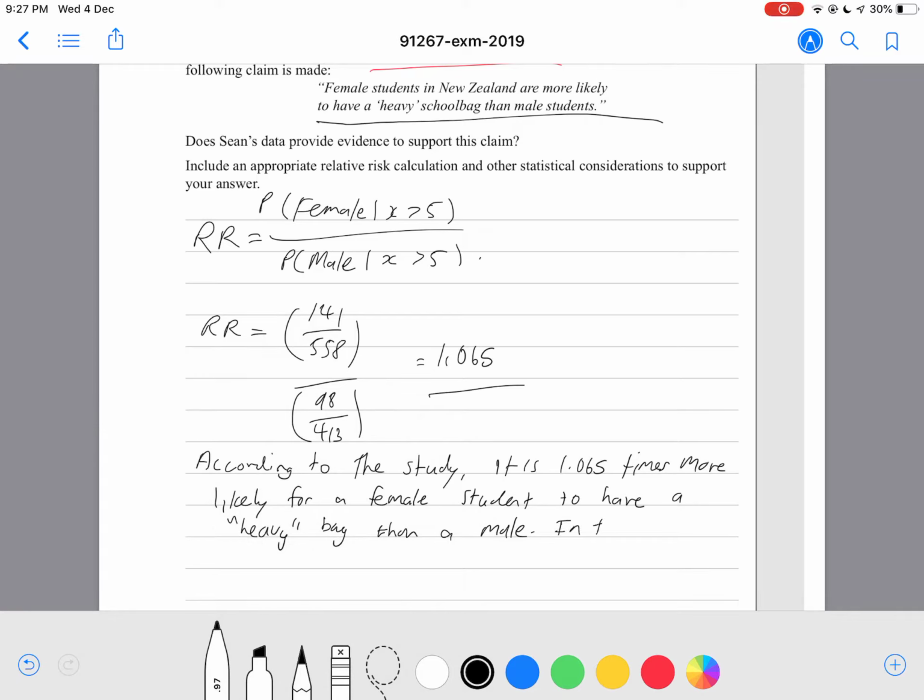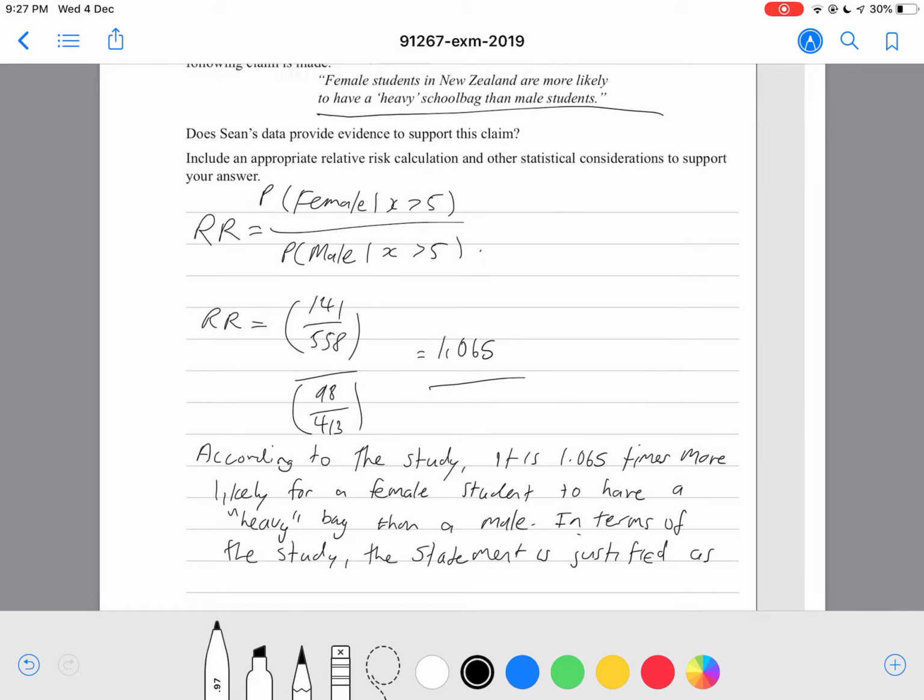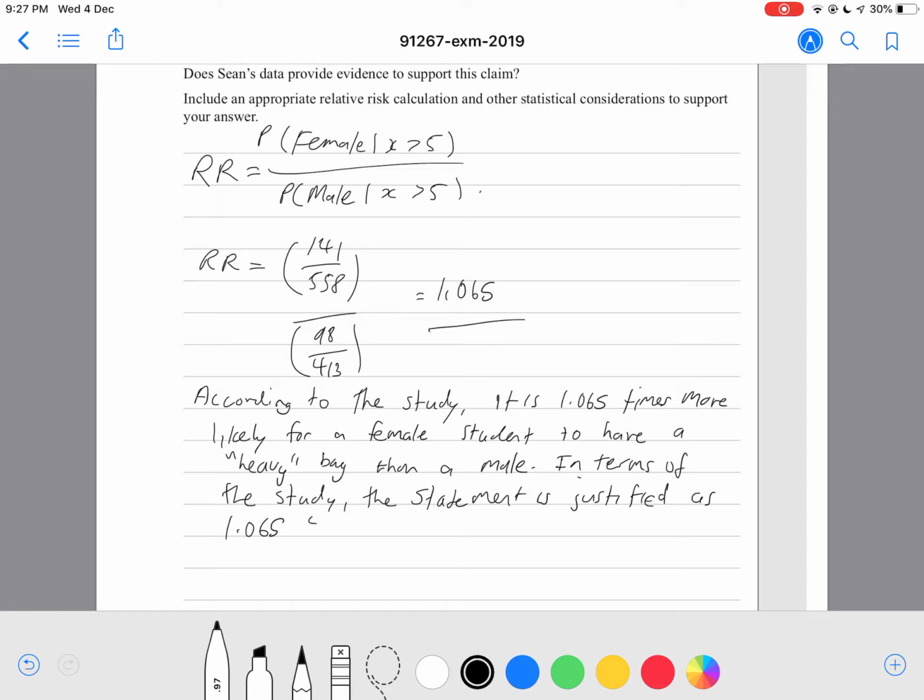So we can say, in terms of the study, the statement is justified as 1.065 is actually greater than 1. If the relative risk was equal to 1, that means that the probability of a female having a heavy bag would have been equal to a male having a heavy bag. So if it's more than 1, that means females will be more likely. Hence, the statement is justified in terms of the study.